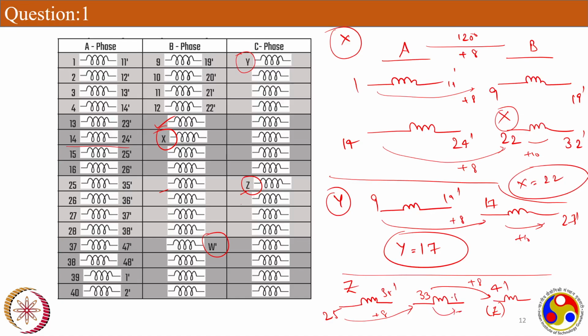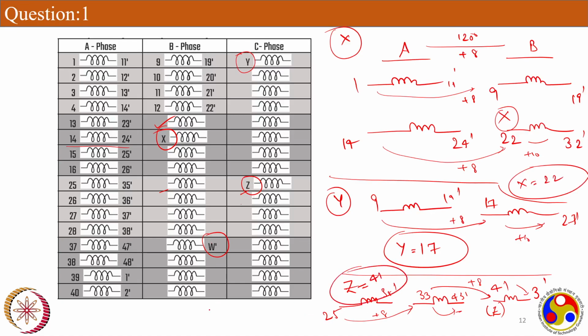This is 43 dash, and what is this one? 51. So yeah, again this comes here. You know the maximum number of slots is 48 only. So if it's 51, it's coming. It's nothing but the 3 dash, right? So anyway, the required number we need is Z equals 41.